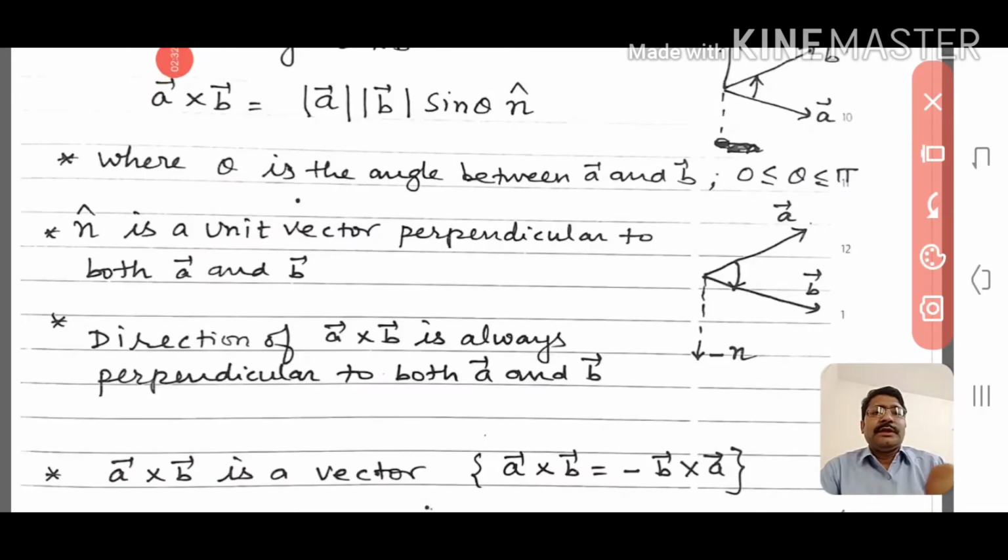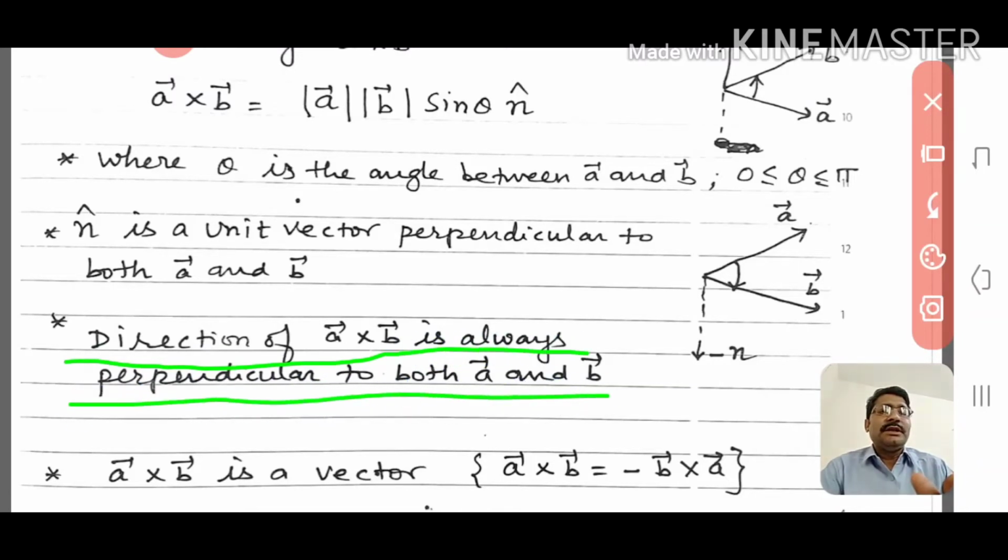Look here, we can say the direction of A cross B is always perpendicular to both A and B. So sometimes when we have to find a vector perpendicular to both A and B, that will be A cross B, and A cross B is a vector. Also, A cross B and B cross A differ by a minus sign. A cross B is not equal to B cross A; A cross B equals minus B cross A.